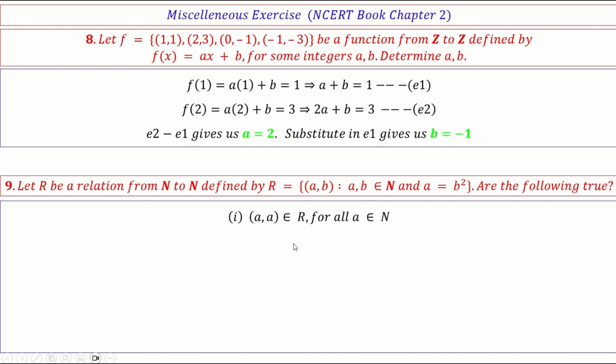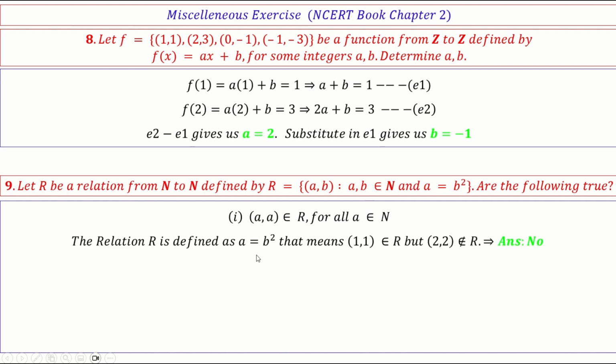You give a counter example if you want to disprove it, if it is very easy. So 2 comma 2 does not belong to R because it is always a comma b means a equal to b square. So if b is 2, then a should be 4. Correct? 4 comma 2 belongs to R, but 2 comma 2 never belongs. 1 comma 1 is okay, but 2 comma 2 does not belong to that relation R. Okay. So answer is no.